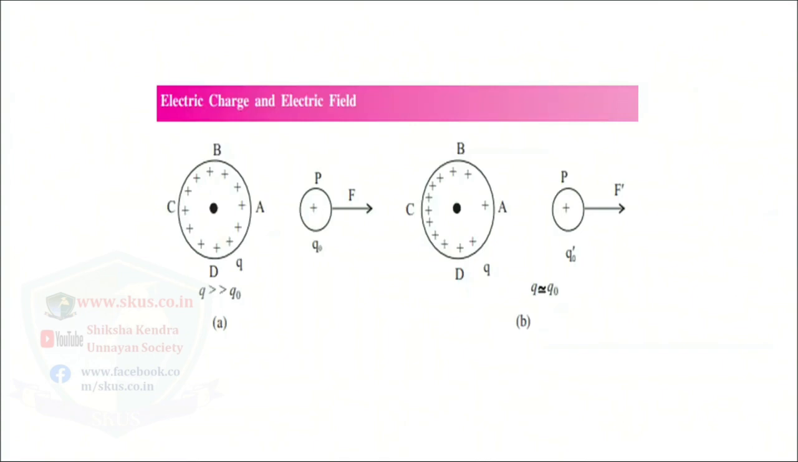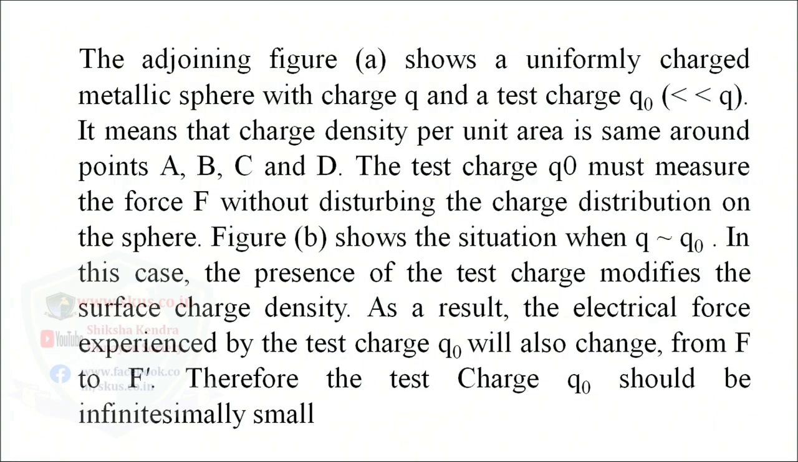In figure B, we have the situation when Q is nearly equal to q naught. In this case, the presence of the test charge modifies the surface charge density. As a result, the electric force experienced by the test charge q naught will also change from F to F dash. Therefore, the test charge q naught should be infinitesimally small. If it is not so, then the force measured will be different.